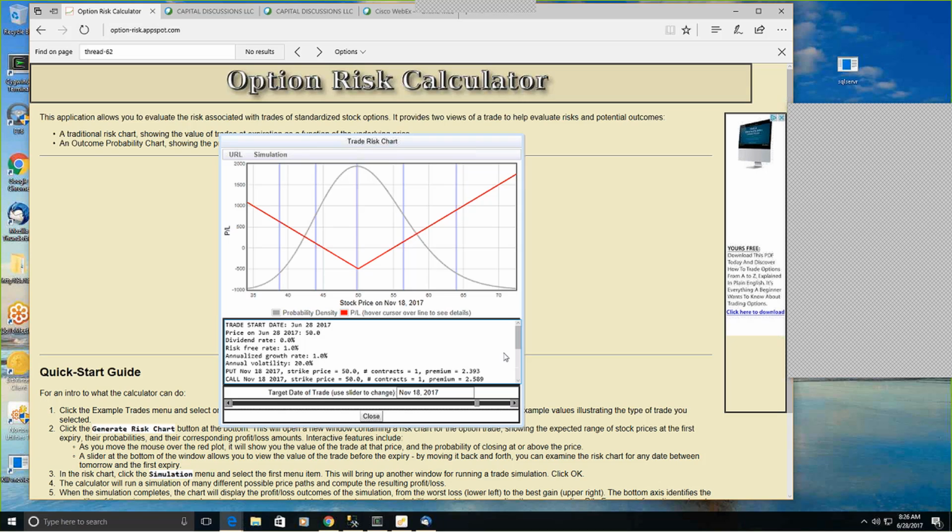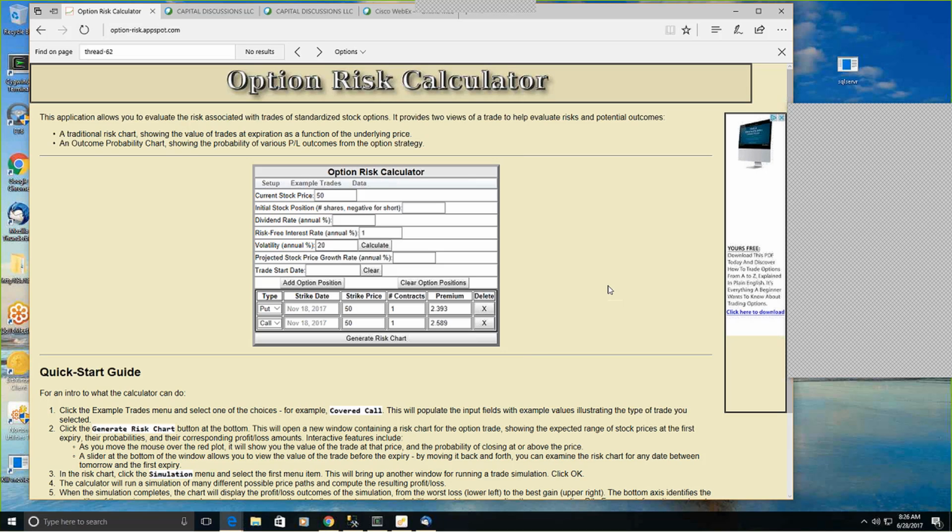So that's kind of the main purpose behind the simulation. But there's a couple of cool things you can do when you get into more complex trades. And in particular, when you get into trades with multiple strikes. So let's take a look at a calendar spread.